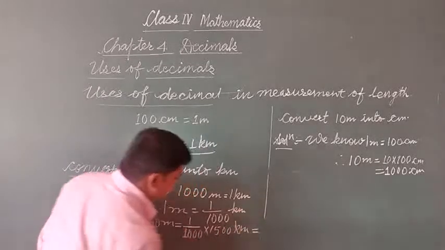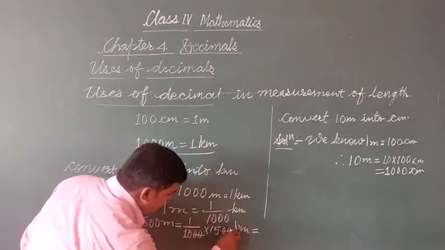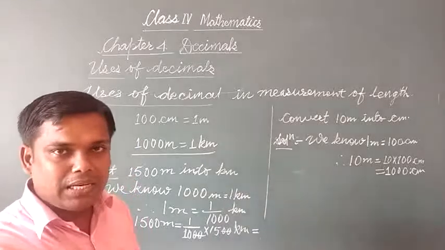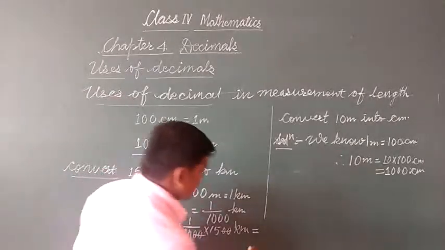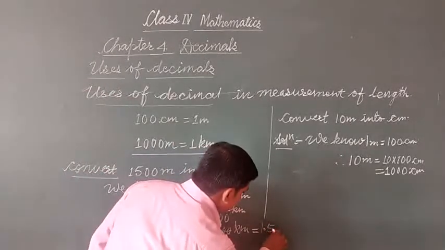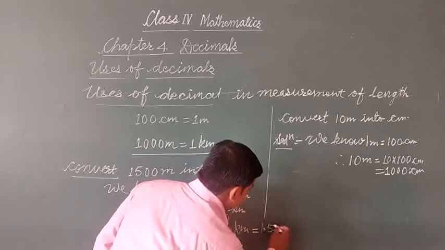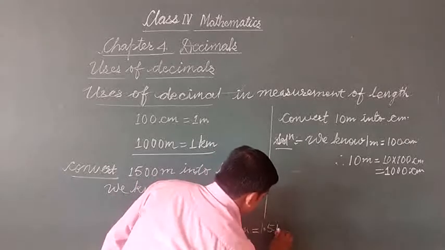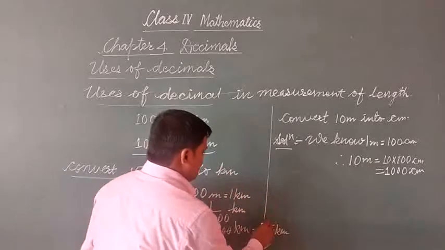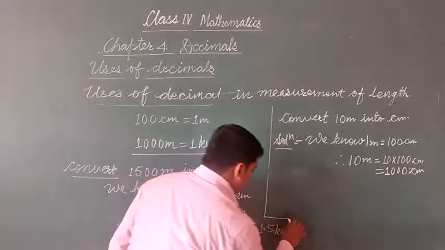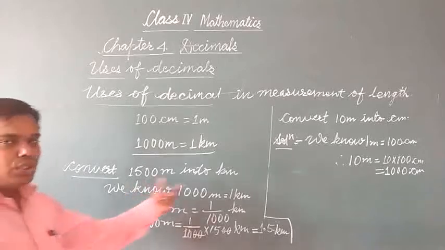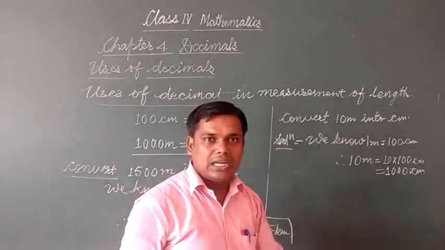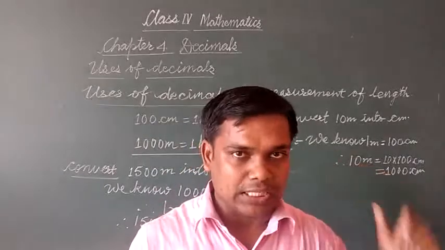When you solve it, you will get from 100 cancel 15 by 10, and 15 by 10 can be written in decimal 1.5. So it will come 1.5 kilometer. So like this, you can convert from meter to kilometer. Similarly, from kilometer to meter by multiplying 1000.